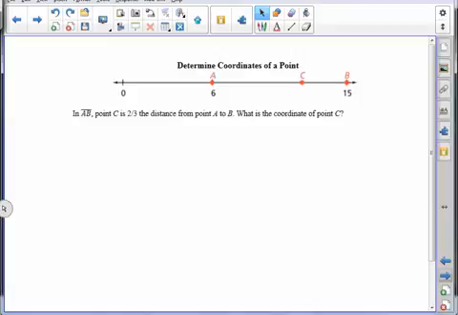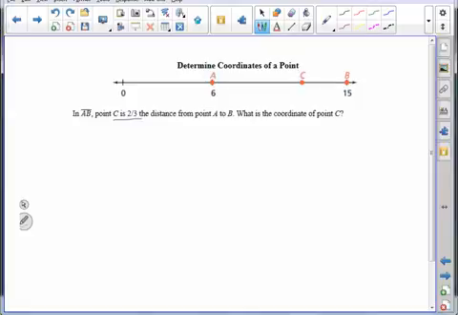So here is the last, or second to last, example that we're going to be looking at. Here we're talking about how we are going to determine the coordinates of a point. Here I have a number line, and I know the coordinate for point A is 6, the coordinate for B is 15, and I know that C, according to the problem, is 2/3 of the distance from point A to B. So how do we find out what the coordinate for C is?